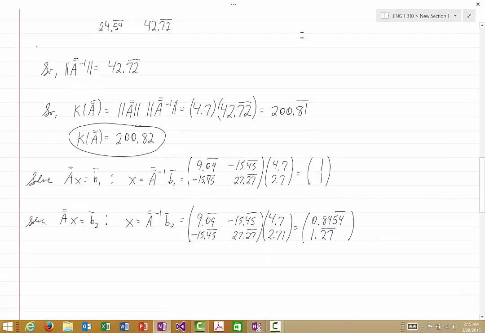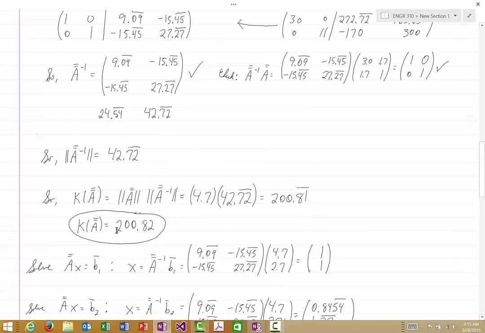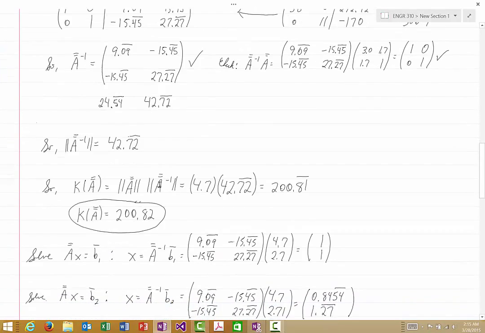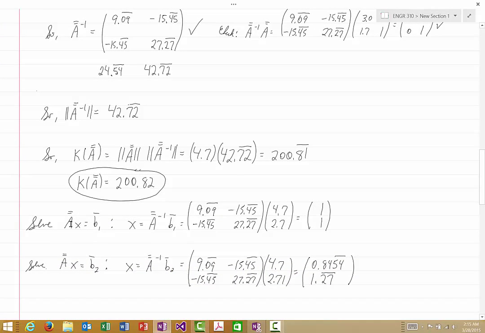Okay, so the rest of the problem was to solve AX equals B1, and also to solve AX equals B2. Well, this is very easy now, because remember we have found the inverse of A right here, and so if we pre-multiply this equation by A inverse, we'll just get X on the left-hand side and A inverse B1 on the right-hand side. So we get X equals A inverse times B1. Likewise for this one, if we pre-multiply both sides by A inverse, we get X equals A inverse B2.